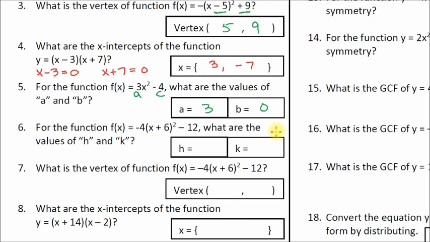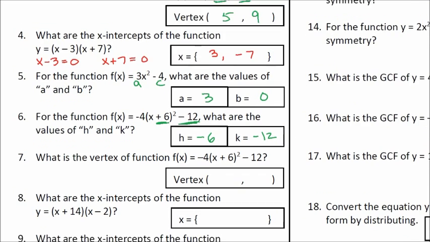Number 6. For the function f of x equals negative 4 times x plus 6 squared minus 12, what are the values of h and k? Well, this is vertex form. We have a binomial squared. That means h is right here and k is right here. Remember, class, when we take the h out of the equation, we flip the sign. That means h is negative 6, and k, we keep the sign, which is negative 12.